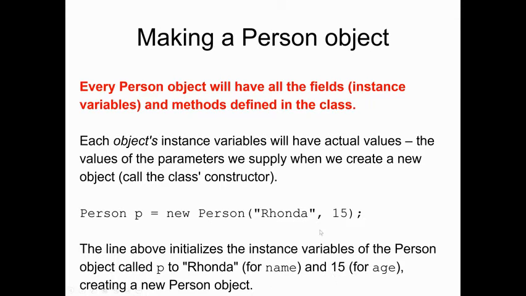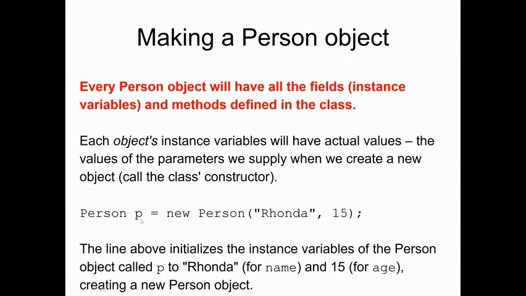Making a person object. Every person object will have all the fields or instance variables and methods defined in the class. Each object's instance variables will have actual values, the values of the parameters we supply when we create a new object, or as it's called, call the class's constructor.